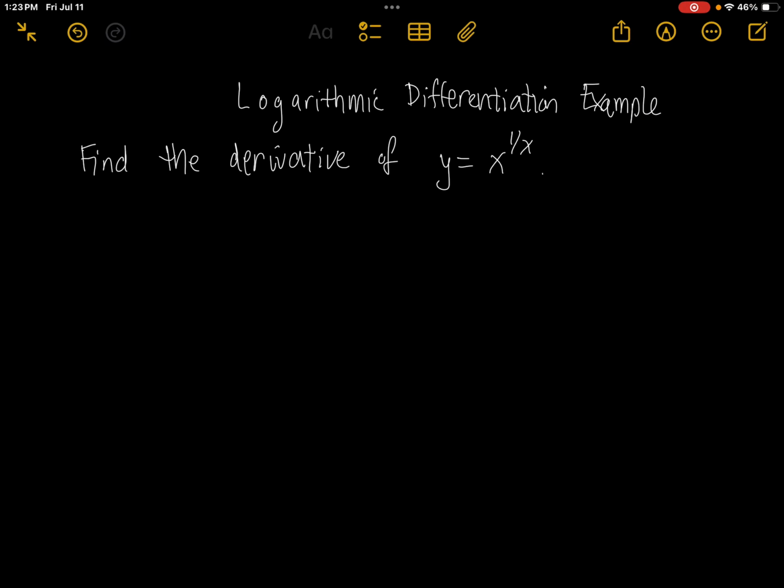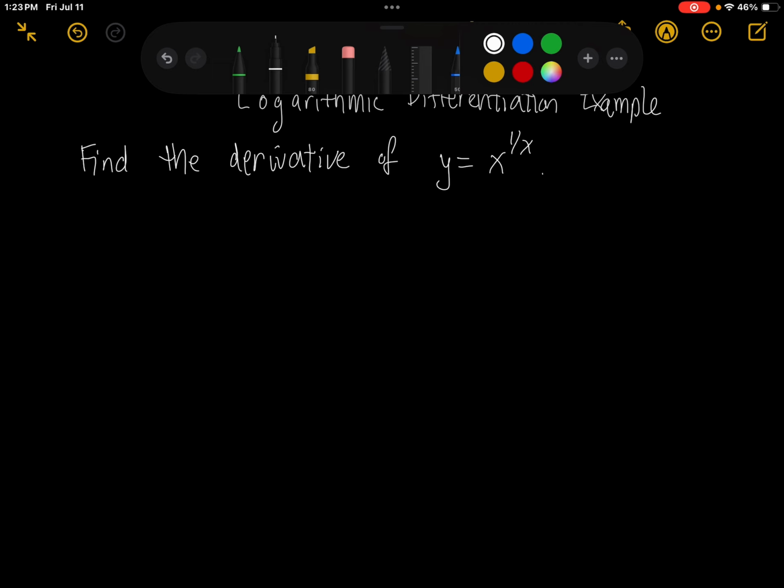In this video, we're going to do an example of finding the derivative of a function which is a function of x raised to a function of x. And in this example, it's find the derivative of y equals x to the 1 over x power. Now, unlike a lot of the functions that you're used to differentiating, we have a function of x raised to a function of x, 1 over x.